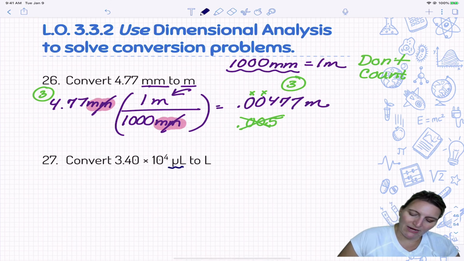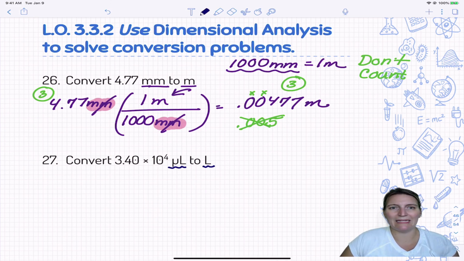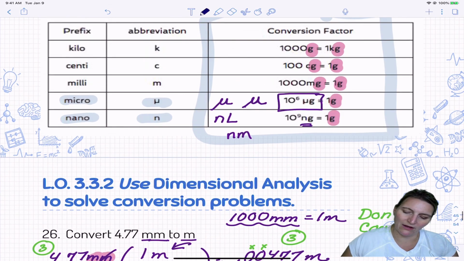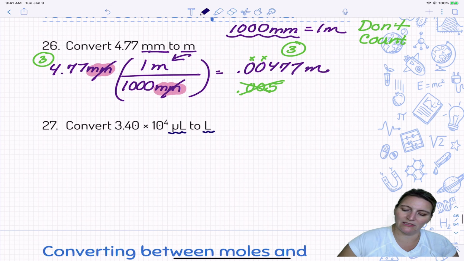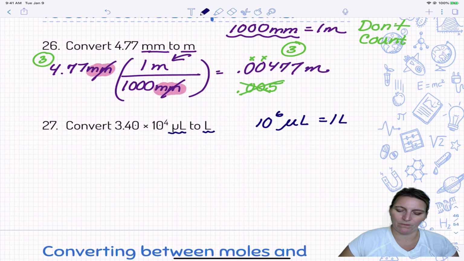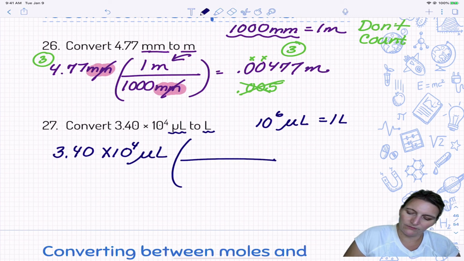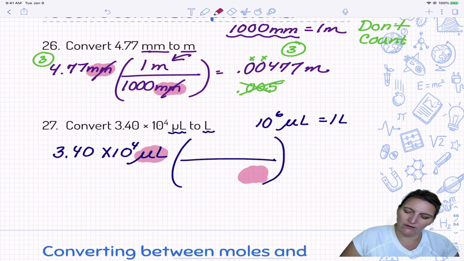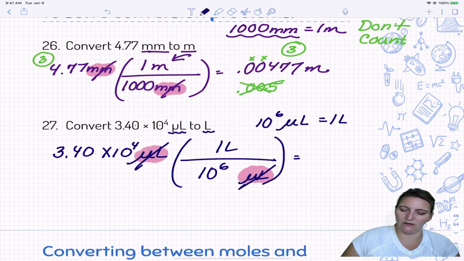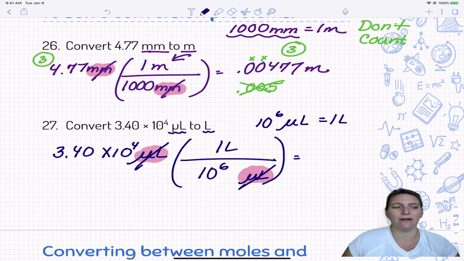This one is microliters to liters. So again, find the conversion factor. Go back. Micro is 10 to the 6. So 10 to the 6 microliters equals 1 liter. So 3.40 times 10 to the positive 4 microliters. What goes on the bottom? I need to make sure that whatever unit is here matches down below. So 10 to the 6 microliters, 1 liter. These units cancel.